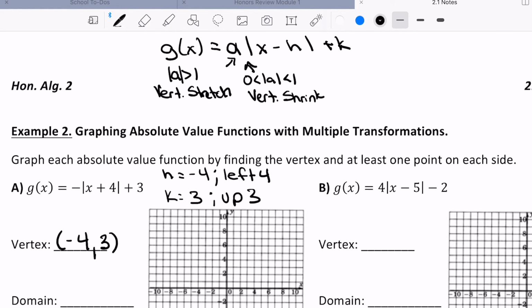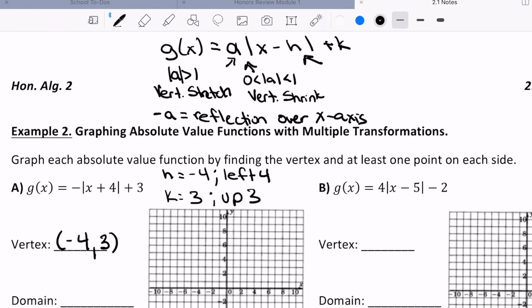Now, if your A is negative, that has nothing to do with stretch or compression. I want you to understand a negative A value has nothing to do with a stretch or compression. A negative A value will simply cause a reflection over the x-axis. Now, that is a lot to keep in mind. Your A value does perform quite a bit of functions.